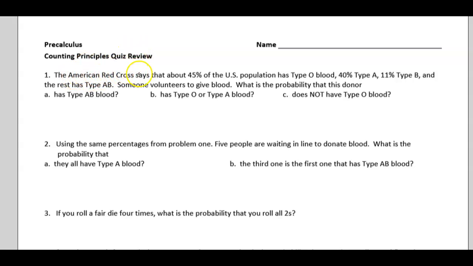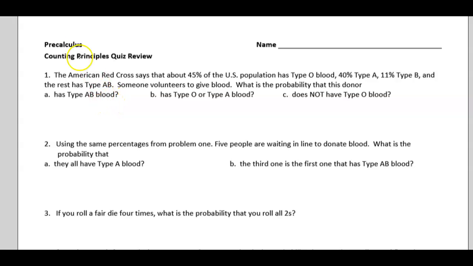The American Red Cross says that about 45% of the U.S. population has type O blood, 40% type A, 11% type B, and the rest has type AB. Someone volunteers to give blood. What's the probability that this donor has type AB blood?